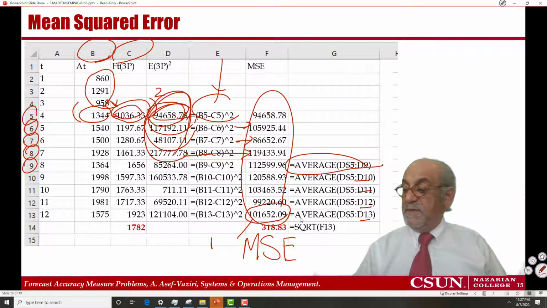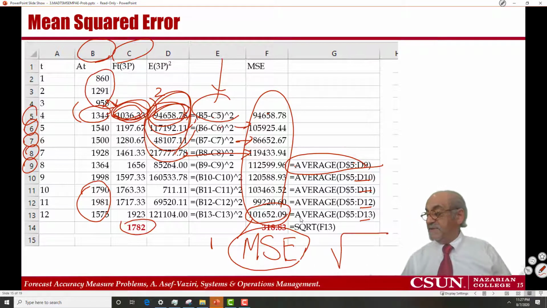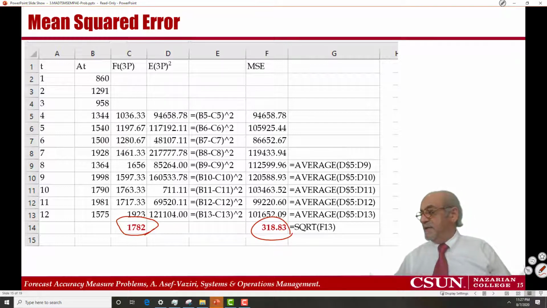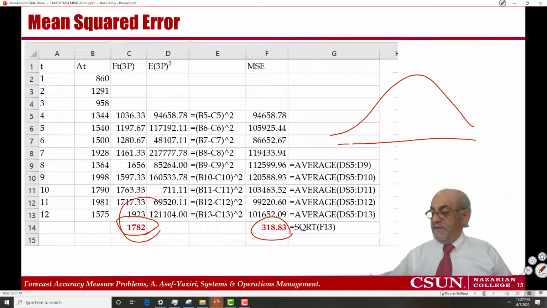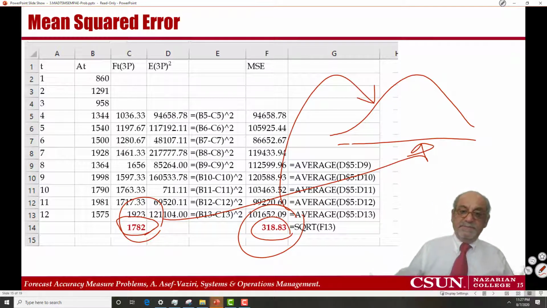We just compute the average of these 3 periods. The standard deviation of forecast is the square root of MSE. Our forecast for next period has an average of 1782 and a standard deviation of 318 or 319. It has a normal distribution with this average and this standard deviation.